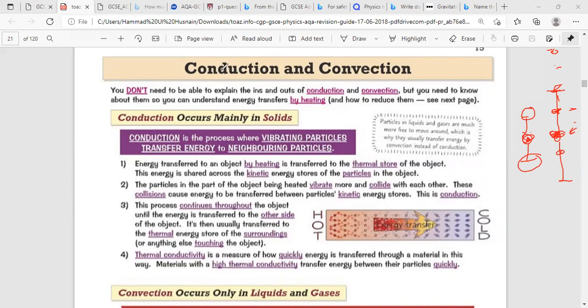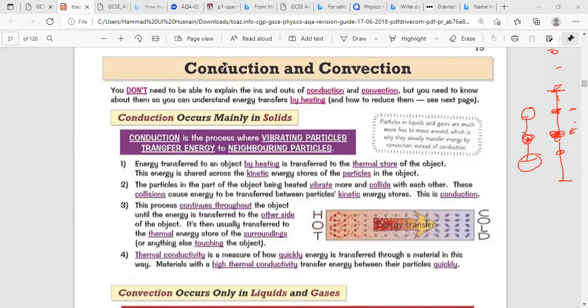Yeah. Okay. So that was all conduction, am I right? Yeah, this process is called conduction, in which thermal energy is transferred through vibrating particles in solids. Okay.